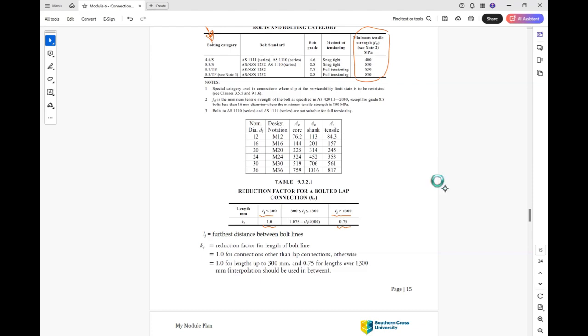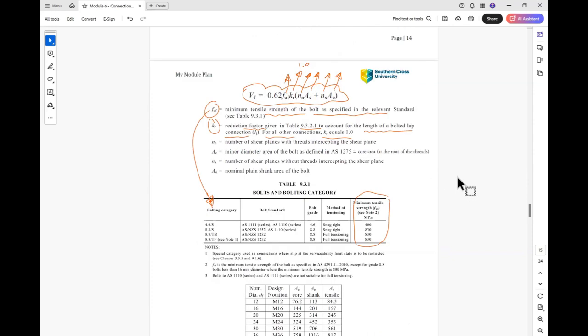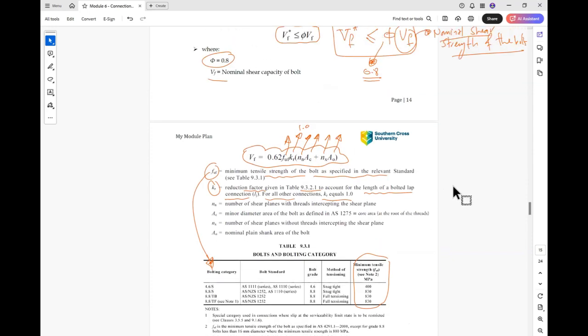Okay, and if it is between 300 and 1300, it can be taken as this formula. If the connection is not a lap connection, it can be taken as 1. So we can take here for our calculation kr as 1. nn is the number of faces or number of shear planes with threads intercepting the shear plane.